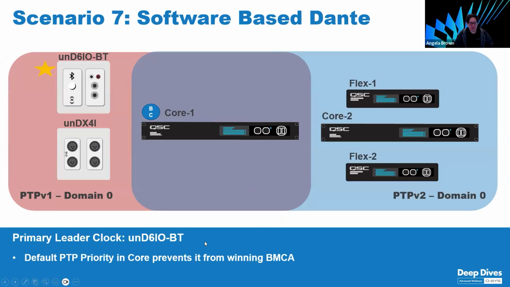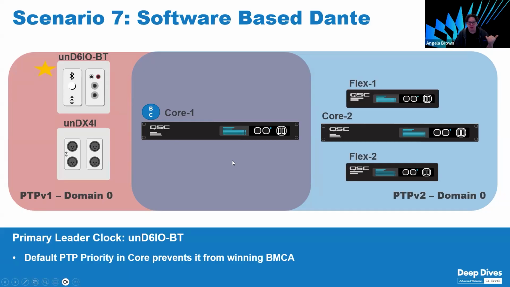So, situation here, all we've done is we've added software Dante to core 1. Our UND6IOBT is still ending up being the clock leader. That's fine. But now our boundary clock is actually the core. So we've got half of what we're trying to do accomplished literally by just throwing a software Dante block into our file. Why doesn't the core win the clock leader?